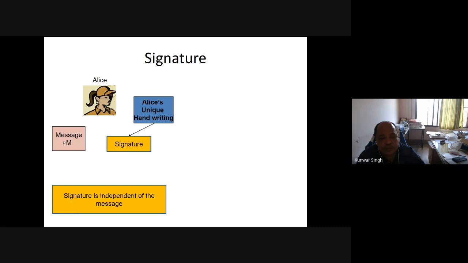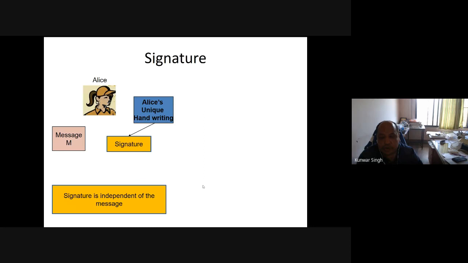Okay, so in the normal time, with a normal signature, the signature is independent of the message. Whether it's student X's report card or Y's report card, the normal signature will be the same. So it is independent of the message. The result does not depend on the message. Okay, that is normal. So now, what will happen?